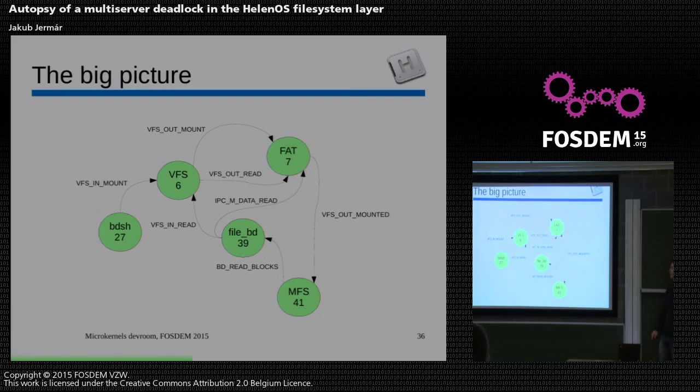So this is, when we look at it from the big picture, just in order to recapitulate: the BDSH process was trying to mount something, it sent a request to VFS, it translated it for FAT, and then FAT, being the mount point, sent VFS out mount request to MFS, informing it that it's being mounted. MFS decided to read the boot block, so it had to go to its underlying block device. The underlying block device, because it's a file-backed block device, had to read some files from the virtual file system, so it sent the VFS in read method, which got translated to VFS out read, and the IPCM data read followed it to the FAT file system server, and everything stopped there. So this is what we know.